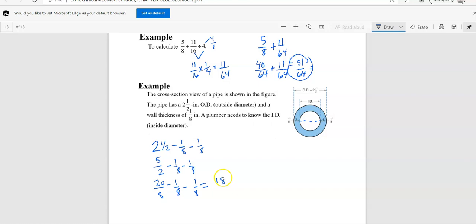Okay, so that's going to be 18 over 8. We can reduce this fraction, and so that's going to be 9 over 4, which is 2 1/4 inches. Okay, so 2 1/2, if we subtract off an 1/8 and an 1/8, we're going to get 2 1/4. That's going to be our inside diameter.